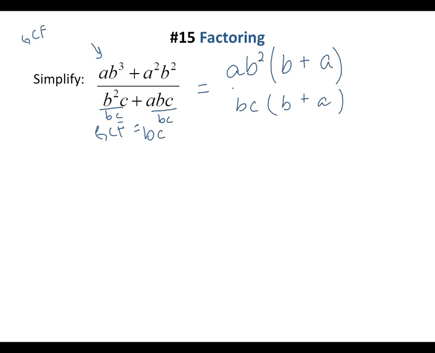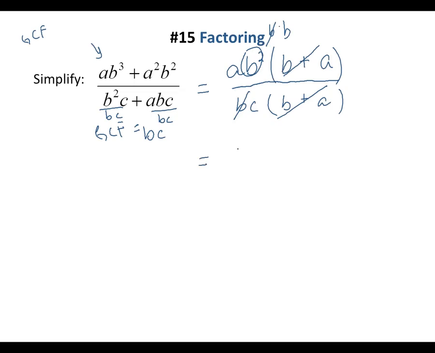A common to everything. How about B's? How many B's are in common? Two B's in common, two factors of B in common. So when we take that out, we get B plus A. Everybody with me there? You can verify you're right because if you redistribute this back in, you get back to the original numerator. Let's look at the denominator.